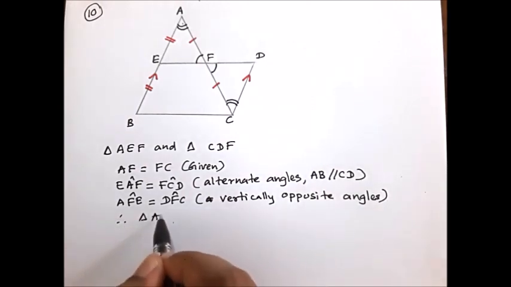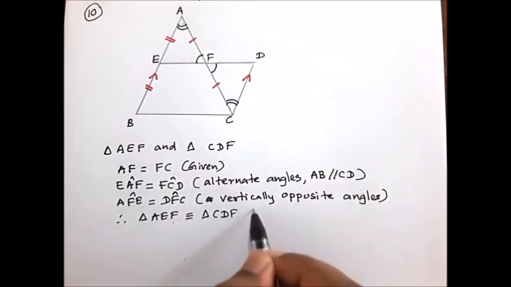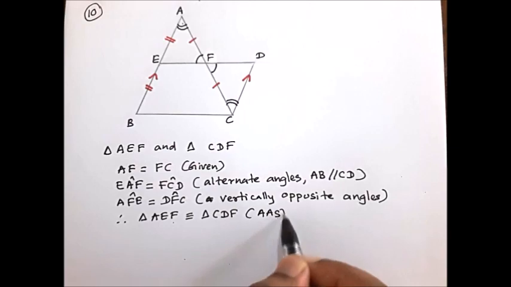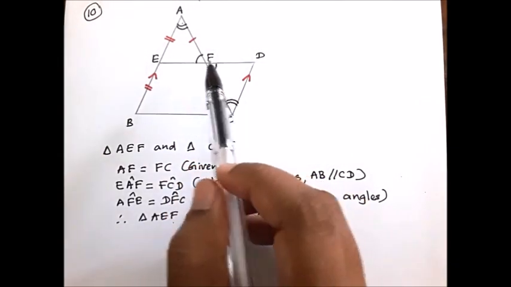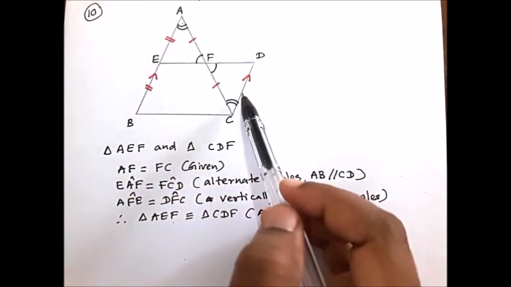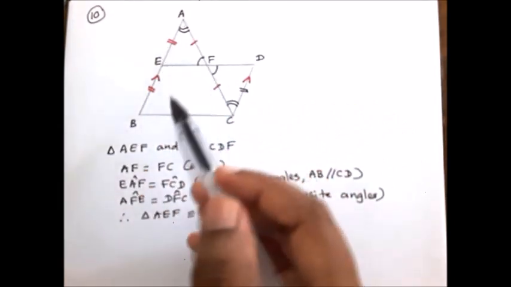Therefore, triangle AEF is congruent to triangle CDF. The case is angle, side. If those two triangles are congruent, these two sides are equal, AE and CD. Reason: corresponding elements of congruent triangles.